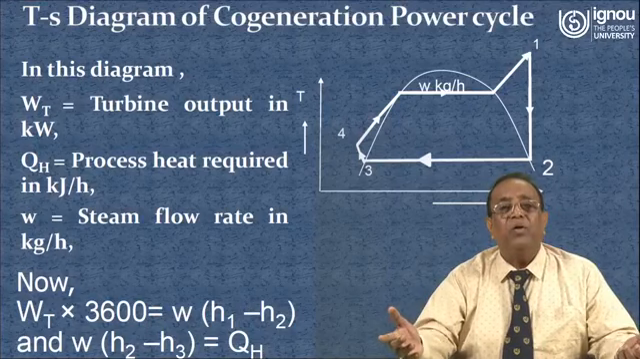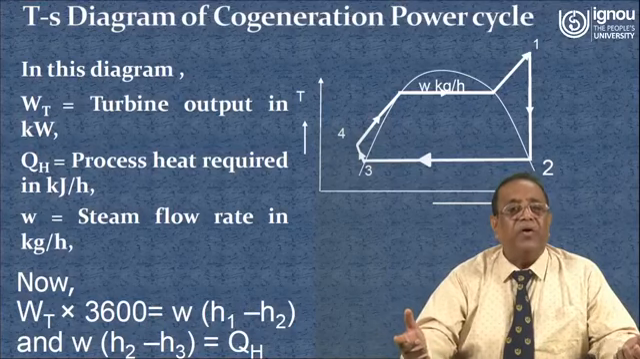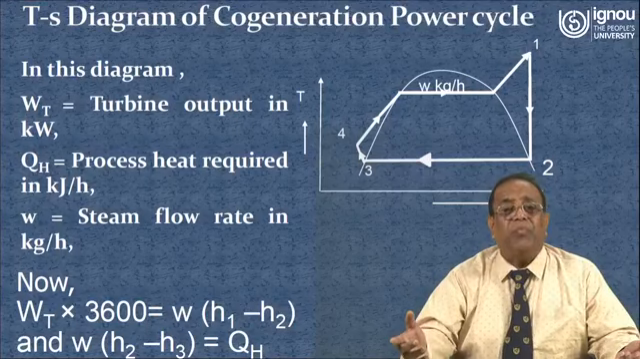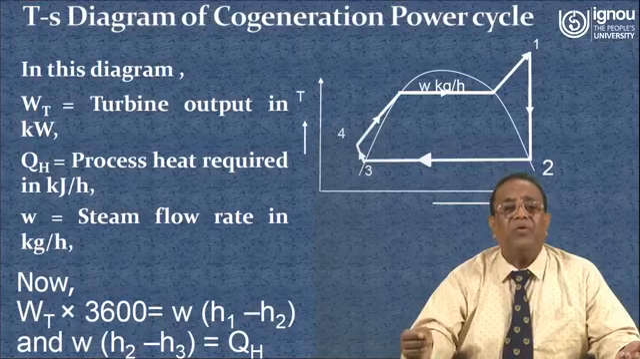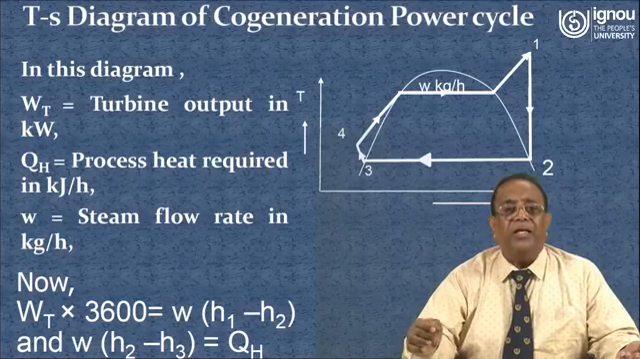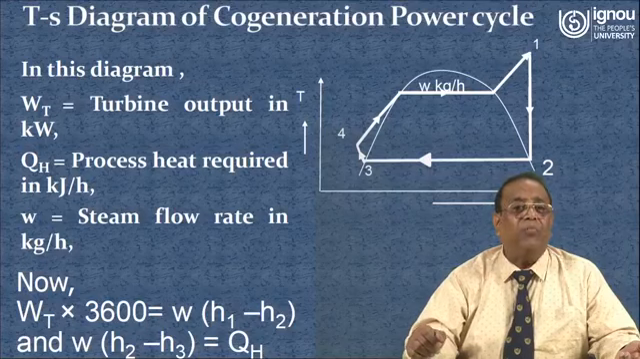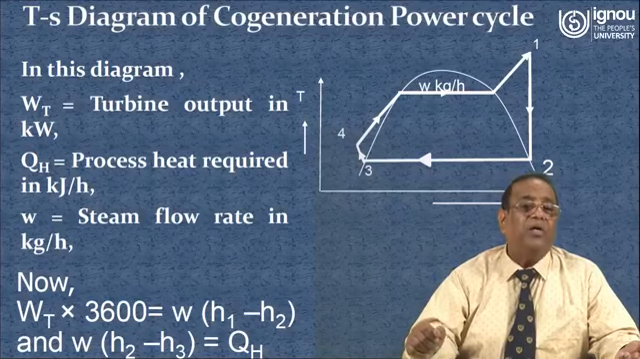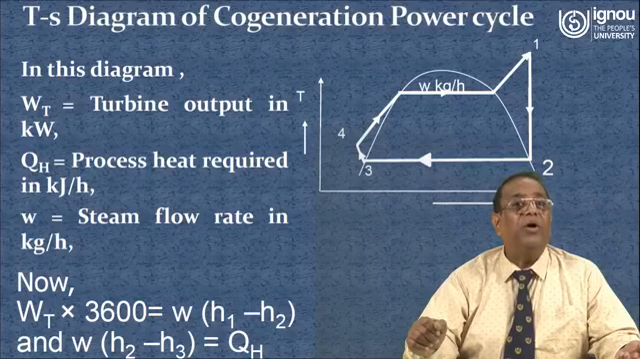As I already told you, point 1 is the entry point of the turbine and point 2 is the exit point of the turbine. Here you see that the steam is leaving the turbine as a saturated vapor, and the process heater is the process between 2 and 3, and 3 to 4 is the pump work, and the heat input in the boiler is from point 4 to point 1.